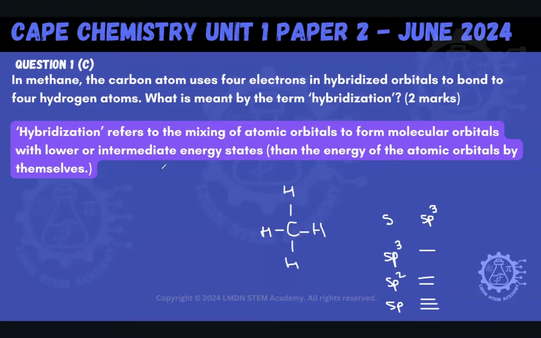So that's what hybridization means in a nutshell, right? It's these hybrid orbitals that would form when we mix the s and the p orbitals together to form orbitals of lower or intermediate energy. So we don't need to draw this per se to get our 2 marks, but we have to be careful in how we explain it, that we're clear as to what's going on, that we're mixing atomic orbitals to form molecular orbitals, okay? All right, so let's go ahead now.